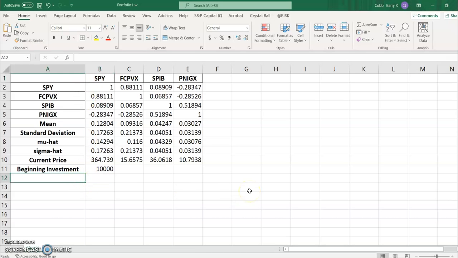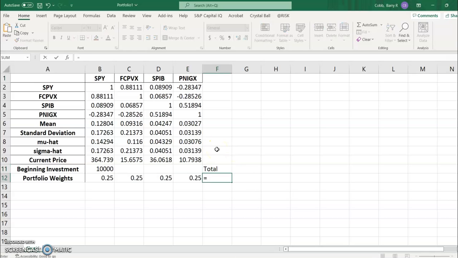Now, the problem really then, if they invest $10,000, is to determine the portfolio weights. And so what we'll do here, just to have starting values, is enter 25% for each investment, which means that the total is the sum of those, and the total should equal 1 or 100%.